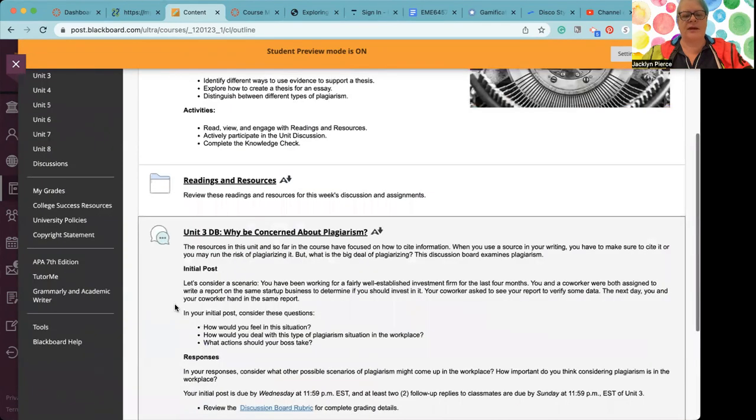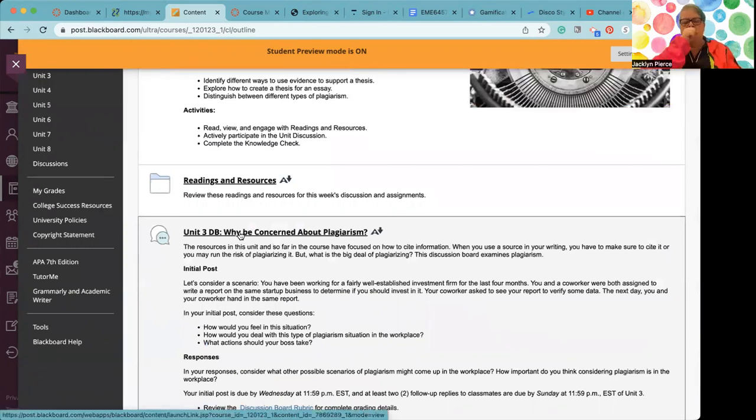the graded assignments. In the first one, the discussion board this week, we're focusing on workplace plagiarism. We always think of plagiarism as being a school issue. And of course, you're in school, so it is. But it happens in the real world too. So this little scenario will give you some food for thought, and we want to know how you would react to it.